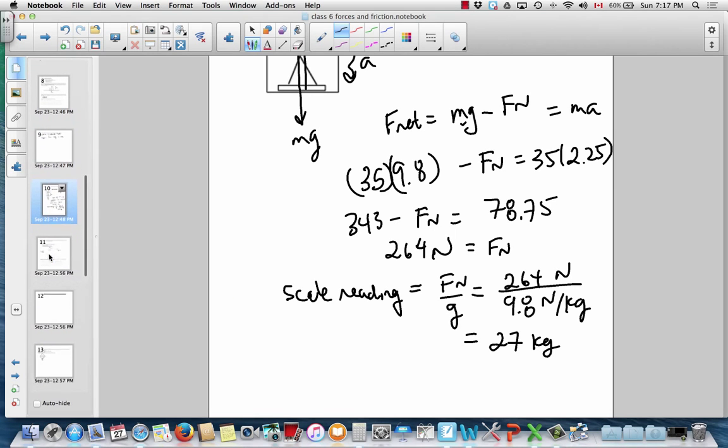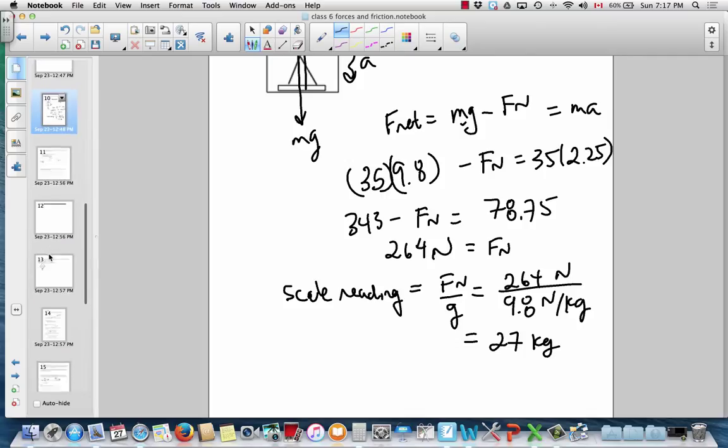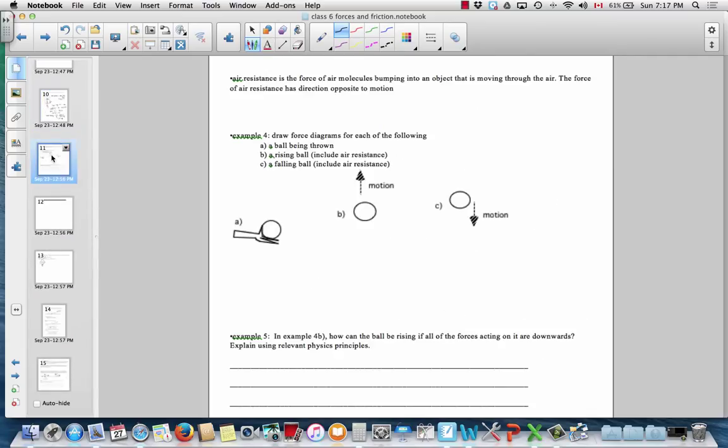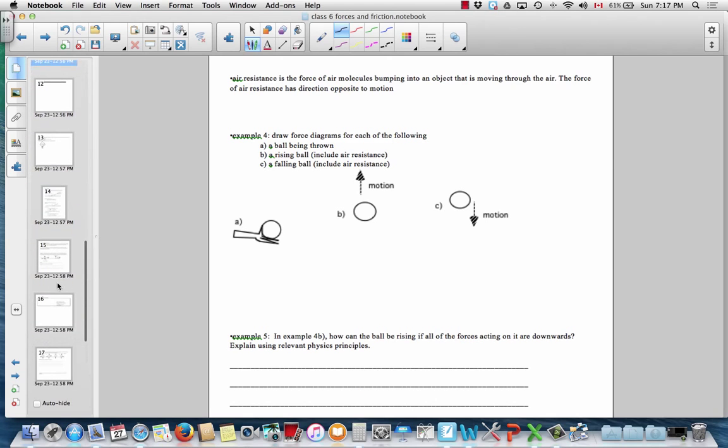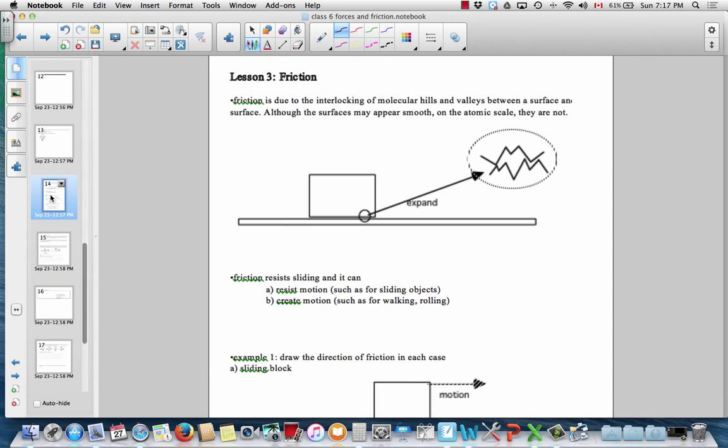Okay, so that's an interesting problem, the elevator problem. Here's another one. I think we'll pick that one up in class. That's the air resistance problem. Let's talk a little bit about the friction problem.